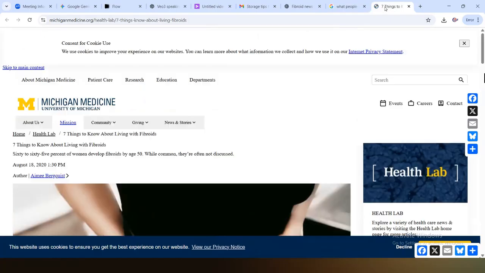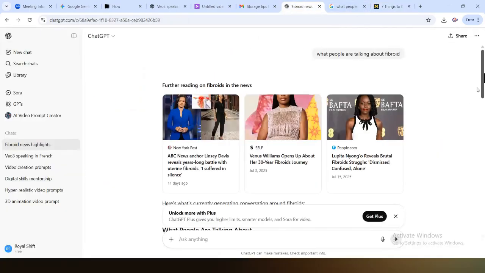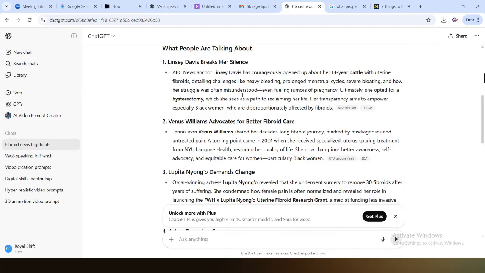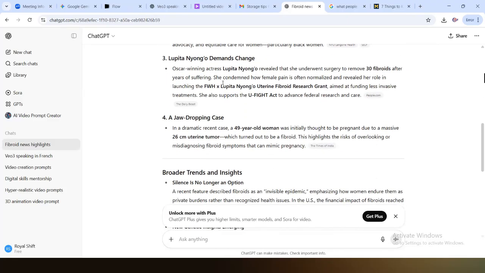And let's come to ChatGPT also. ChatGPT will also give us information. You can see these are news, what people are talking about. You can see, look at the name. ABC News anchor has courageously opened up about 13 years of battle with uterine fibroid. You can see. So even at age 13, some people are finding it difficult in that aspect. So these are research. And you can see in a dramatic recent case, a 49 year old was initially thought to be pregnant due to a massive 26 pound uterine tumor, which turned out to be a fibroid.